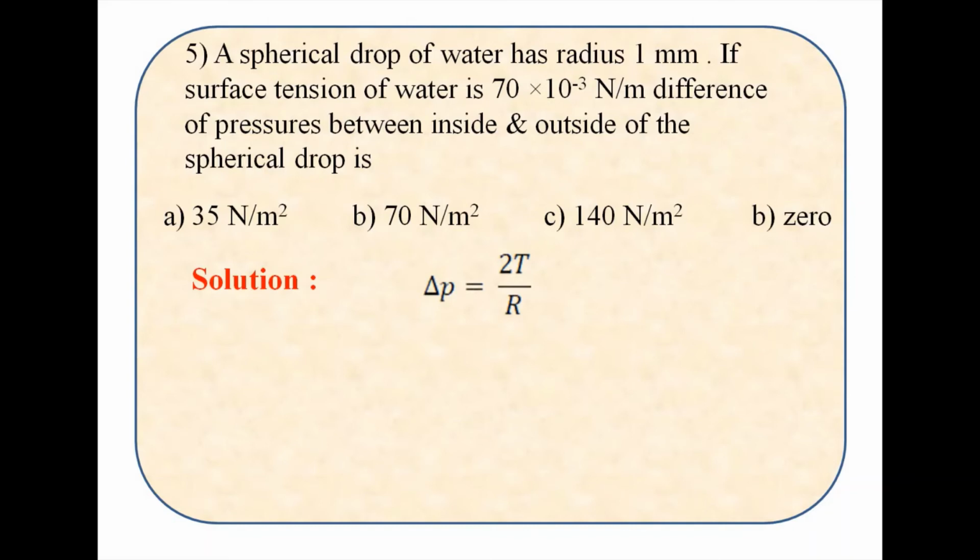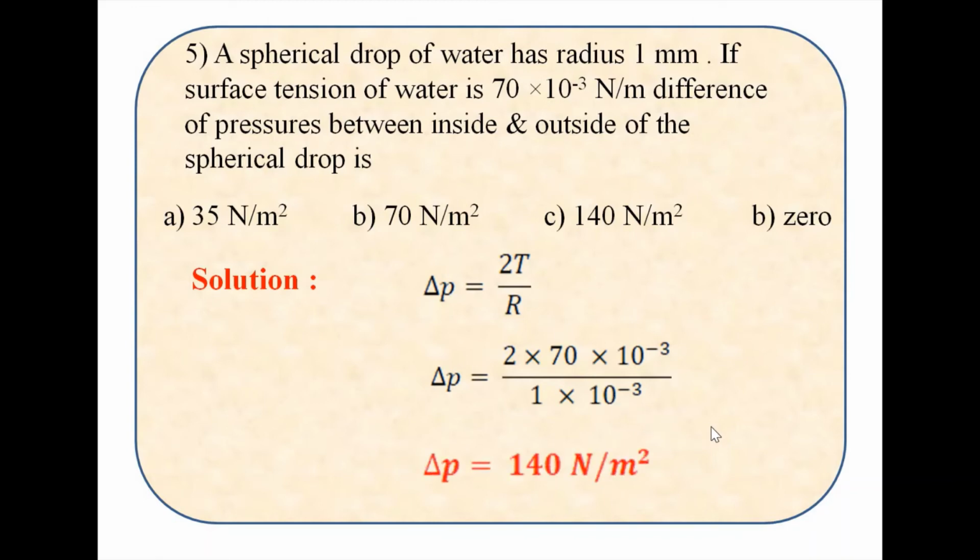Here, water droplets. As per Laplace's law of the spherical membrane, the formula is delta P equals twice T divided by capital R. Putting the values of T, that means surface tension, and the radius, we get delta P equals 2 into 70 into 10 raised to minus 3 divided by the radius, that means 1 millimeter, 1 into 10 raised to minus 3. Calculating this, delta P equals 140 Newton per meter square. So here option C is correct. Let's see the next objective.